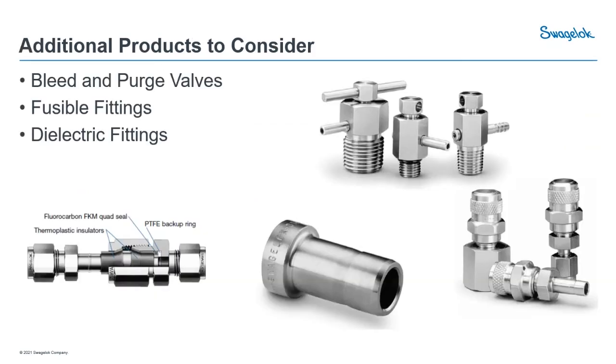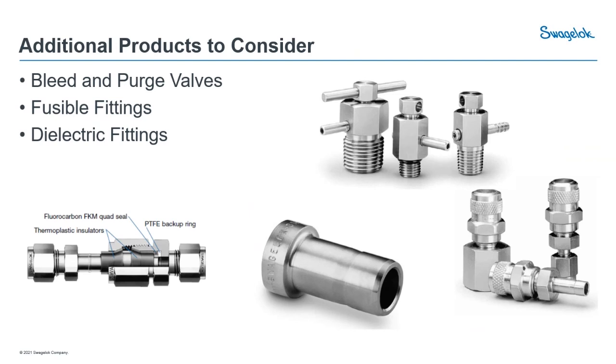All right. So as I said before, some additional products to consider that we just don't have time to go in depth on. A few of those would be a bleed or a purge valve. These are for manual pressure relief. So they are a type of relief valve, but not a passive control device. These actually require you to open it manually to relieve system pressure.